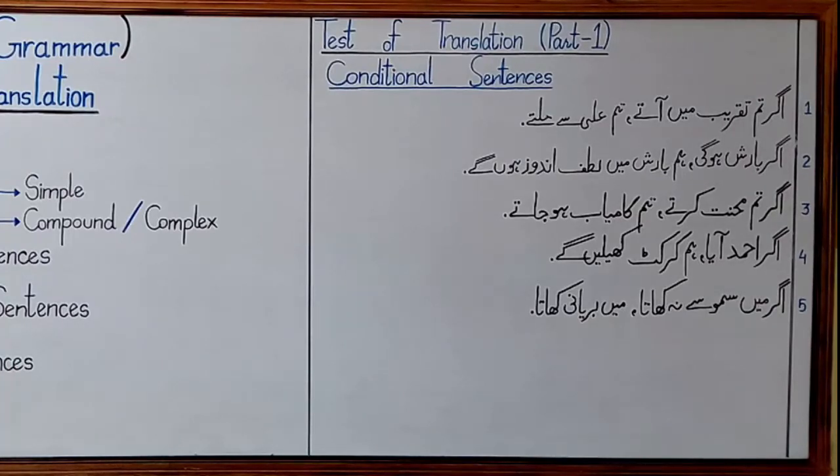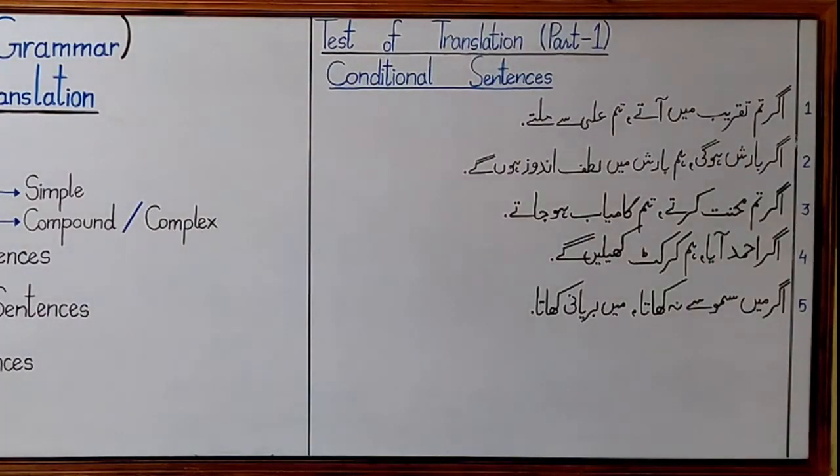अगर तुम तकरीब में आते, तुम अली से मिलते. You have to identify, as I told you, an instruction or a technique to identify the Urdu sentence, whether it belongs to type 1, 2 or 3. If that Urdu sentence talks about past, pure past, and that past is unreal, then that sentence belongs to type 3. If a conditional sentence talks about present or future, then you have to see that if you remove agar from the sentence, whether it talks about past or future. If agar sentence talks about past, this is type 2. If agar sentence talks about future, this is type 1.